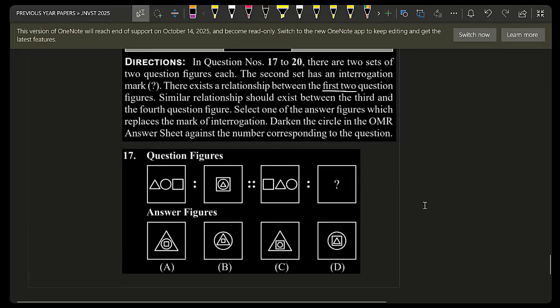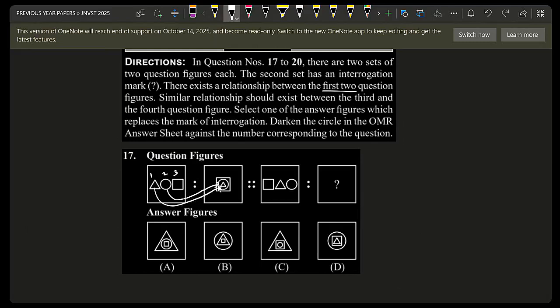So what happened? This is first place, second place, third place. So first place is going innermost, second place is going to the next layer, the third place is going to the next layer. So the same thing we have to apply in the third figure. That is first, second, third. Square should be innermost, triangle should be the next layer, and circle should be the outer layer.